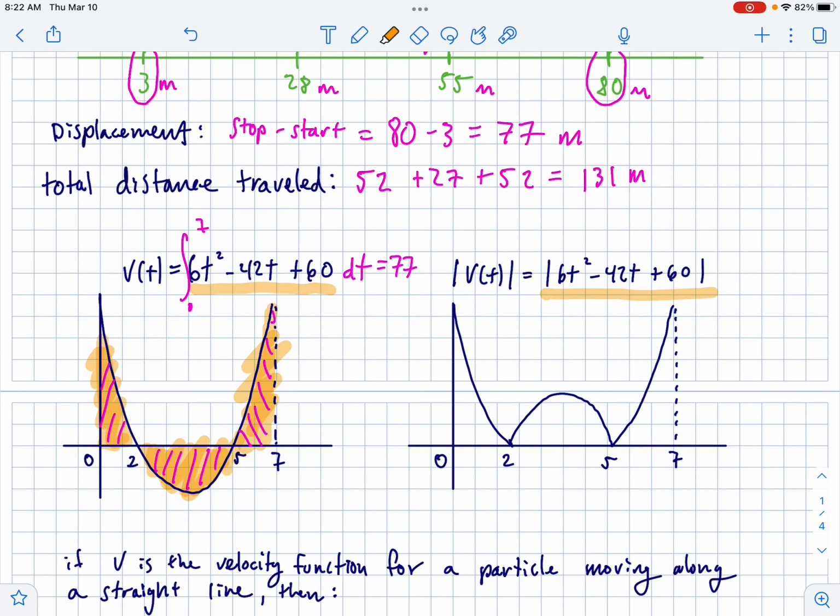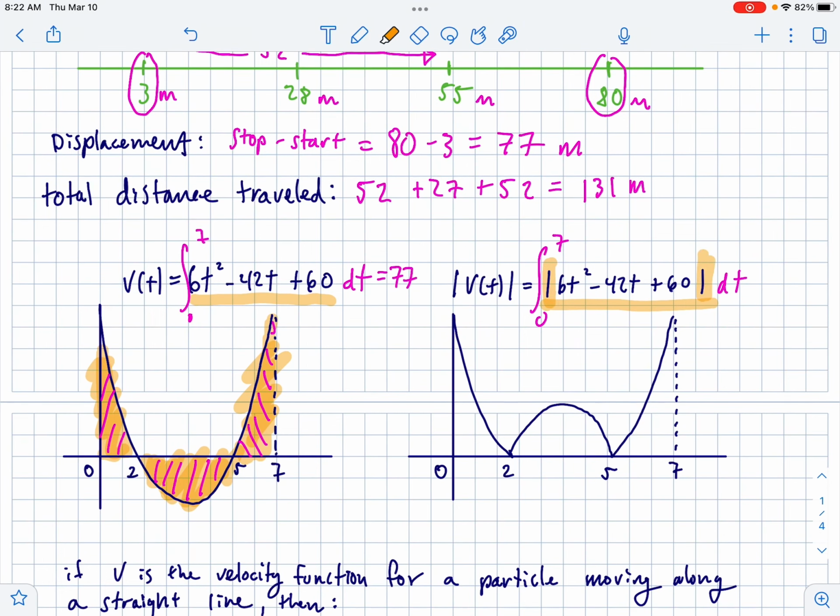Now, the trick we're going to show you is that if you want to find the total distance traveled, you can integrate this from 0 to 7 with respect to t, but you need to put an absolute value sign on it. When you put the absolute value sign on it, it'll keep this part positive, but this part that dipped below the x-axis will get turned up into positive area. And then this will be positive too. So this would equal 131, because you're just adding all three positive sections together. You're pretending there's no negatives, which is what absolute values do.